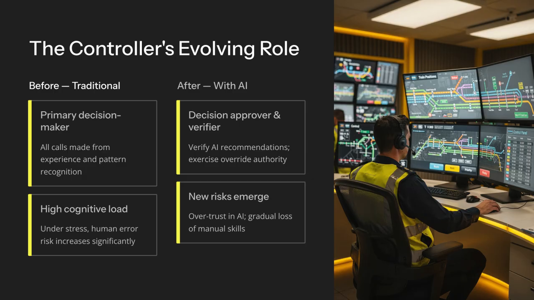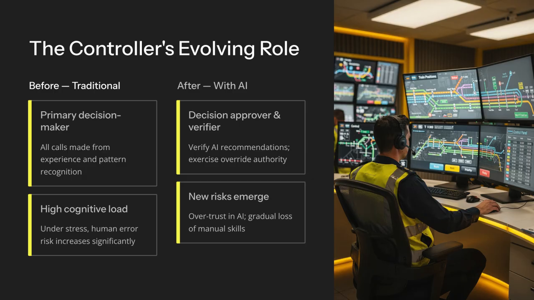Third, active human approval. For safety critical decisions, the controller must actively approve, not passively accept. There's a meaningful difference between a controller who has genuinely evaluated a recommendation and one who has simply clicked through it. System design needs to make that distinction real.